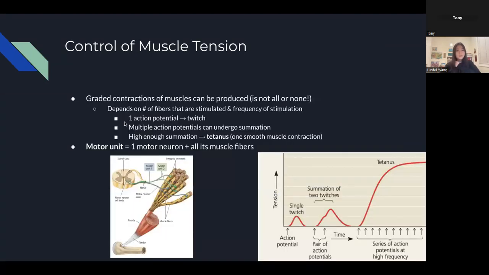And muscles can have graded contractions. It's not like neurons. There can be several levels of muscle contractions, and that all depends on the number of fibers that are stimulated and the frequency of stimulation. So when you have one action potential that hits the neuron, it hits the muscle, it produces a twitch, and multiple action potentials can undergo summation. And once you have high enough summation, that leads the muscle to go to tetanus, which is one smooth muscle contraction. Oh, and also a motor unit is one motor neuron and all the muscle fibers that it controls.